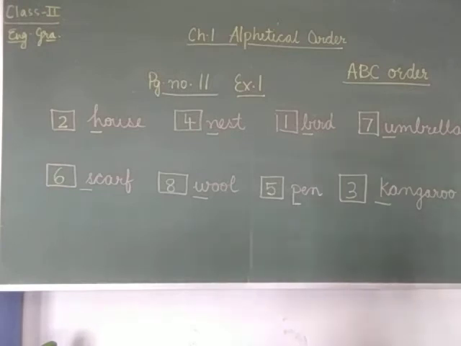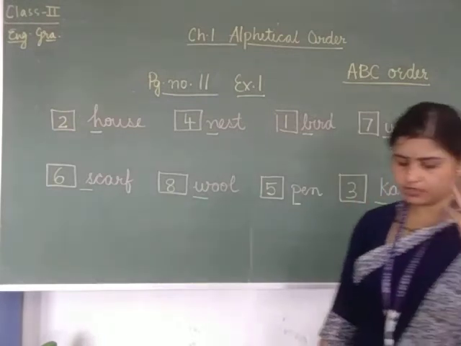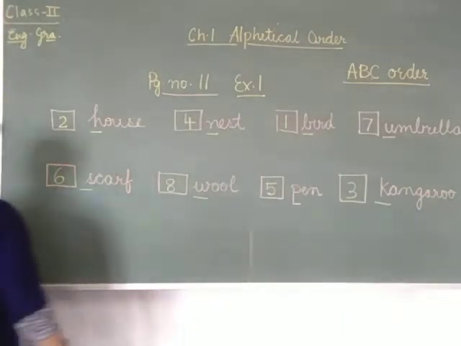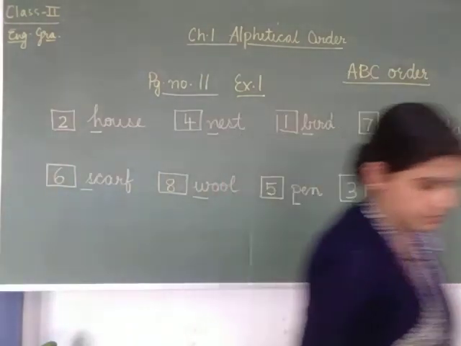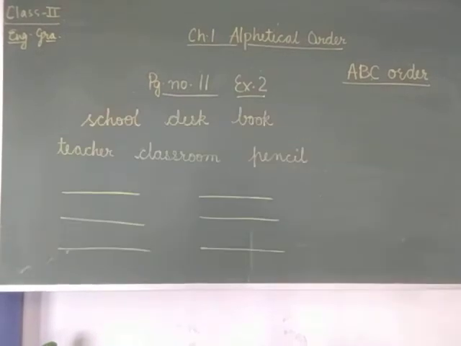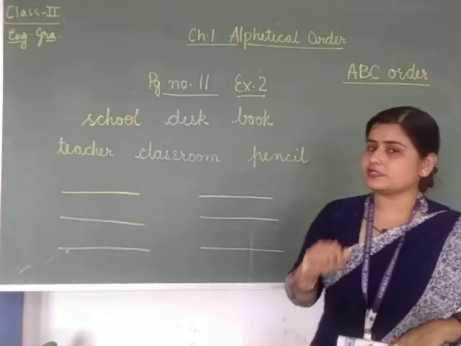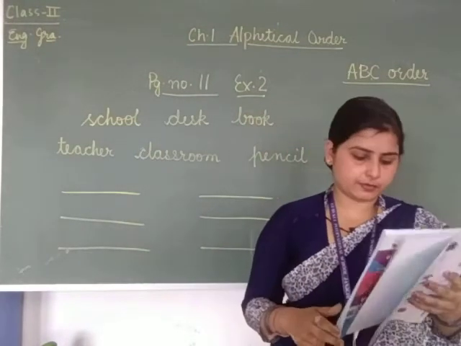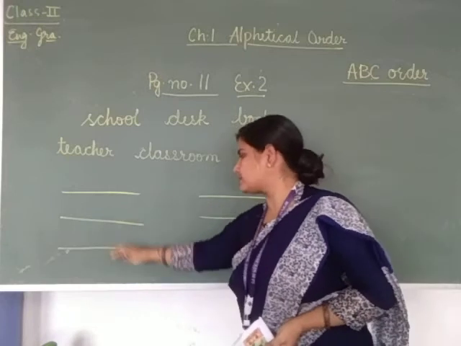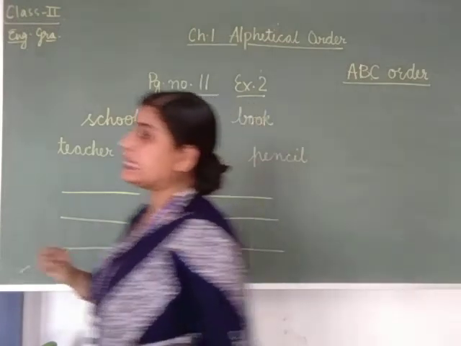It is just a simple question in which there are 6 words: school, desk, book, teacher, classroom, pencil. Okay, let me erase it. Now class 2, see here, page number 11, exercise 2. There are 6 words: school, desk, book, teacher, classroom, pencil. 6 words are given and we have to write them in an alphabetical order, and beneath that 6 blanks are given: dash, dash, dash, dash, dash, dash.